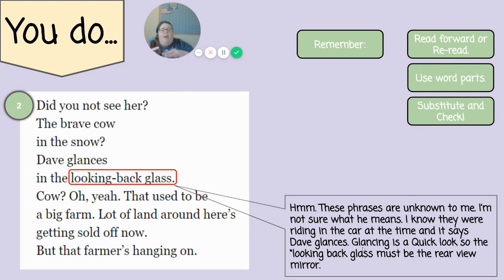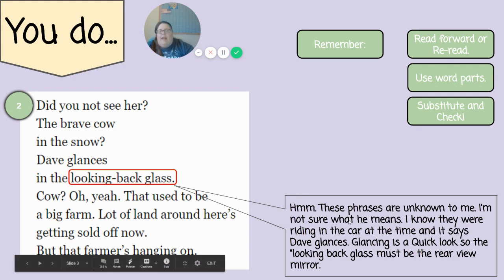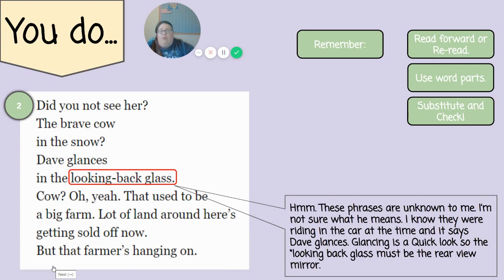Did you not see her, the brave cow in the snow? Dave glances in the rear view mirror. Cow? Oh, yeah, that used to be a big farm. A lot of land around here is getting sold off now. But that farmer's hanging on. That makes sense. So my guess must be correct that it is the rear view. And that, my friends, is how you look at phrases that are unknown to you to try and figure out what they mean in the context of the story.